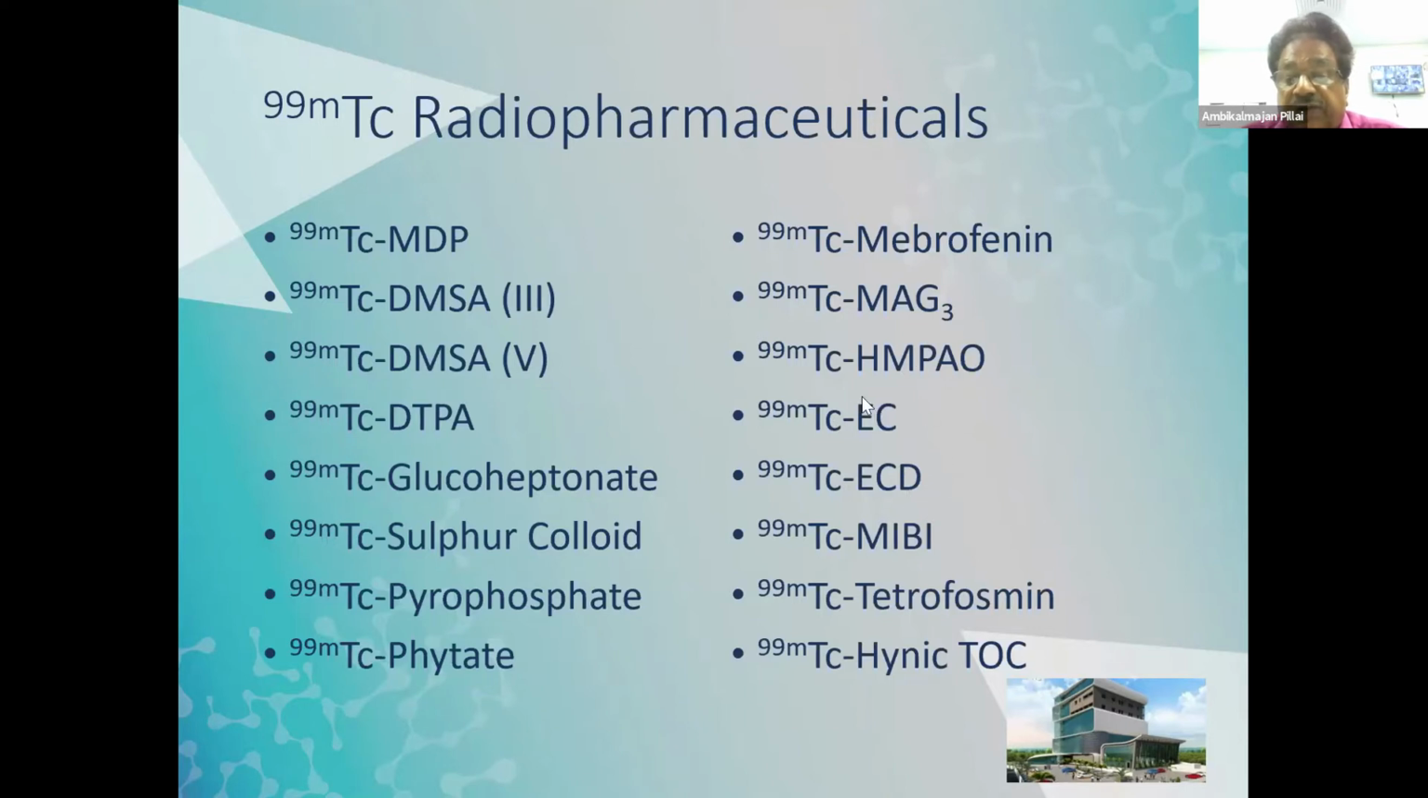If you look at these two radiopharmaceuticals, EC and ECD, this is actually a free acid and this is actually an ester, and this gets into the renal, this gets into the brain. So that is how, if you make a small difference in the molecule, the radiopharmaceutical will have a different uptake. Then we have the MIBI for the heart, we have the tetrofosmin for the heart, and we have the HYNIC-TOC for imaging neuroendocrine tumors.